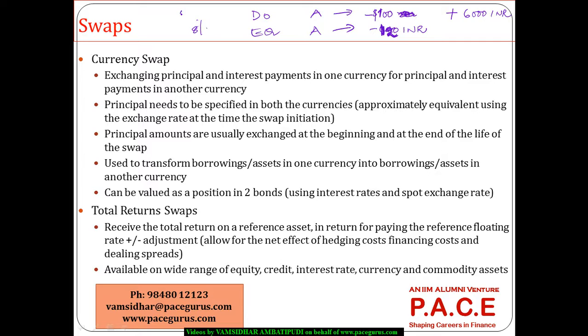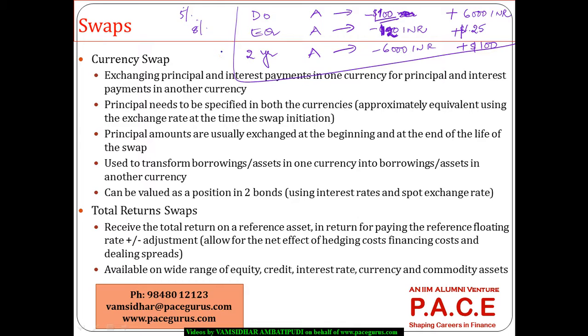And let's say if the dollar interest rate is 5%. Now on the $100 that it has lent, so 5%, which is $5 per year. So per quarter it is $1.25 is what is received every quarter. And at the end of 2 years, from A's perspective, it is returning back the 6,000 Indian rupees. And it is receiving the $100. Now these are the typical cash flows that happen in a currency swap.